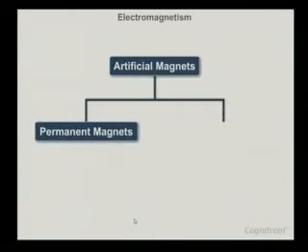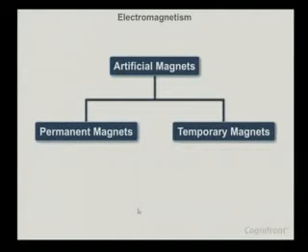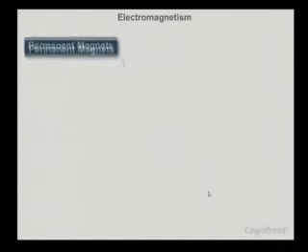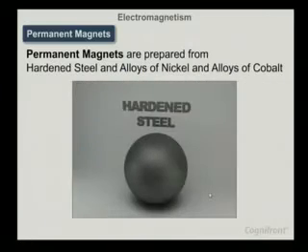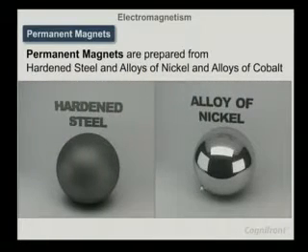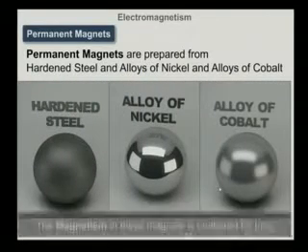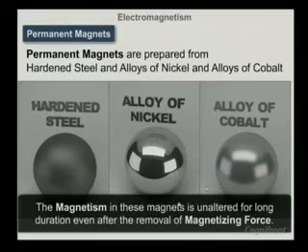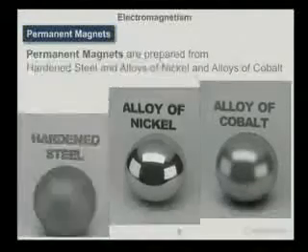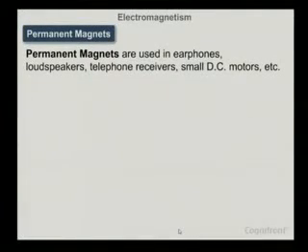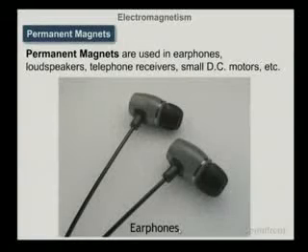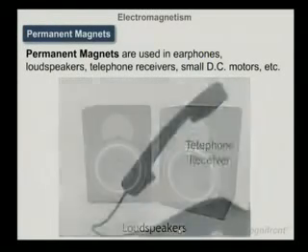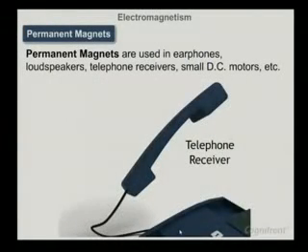Artificial magnets can again be divided into two parts, permanent magnets and temporary magnets. Permanent magnets are prepared from hardened steel, alloys, nickel and cobalt. The magnetism in this material is unaltered for a long duration even after removal of the magnetizing force. Permanent magnets are used in earphones, loudspeakers, telephone receivers, small DC motors, etc.